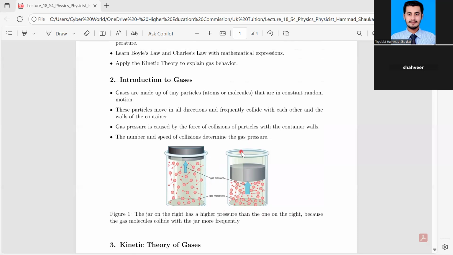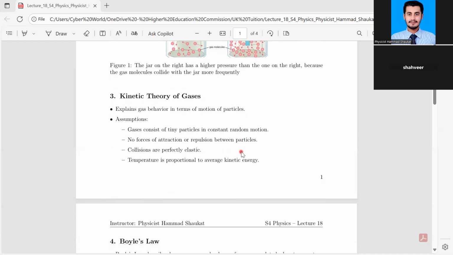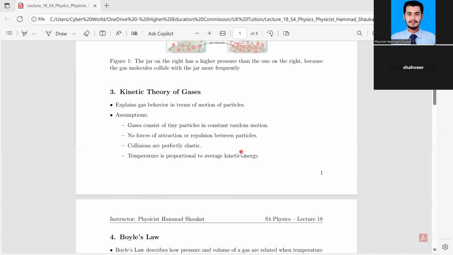Any question? Okay. Now move on towards the kinetic theory of gases. Kinetic motion. Can you tell me what is kinetic motion? We discussed it in our starting lectures. We discussed two types of motions. One is the kinetic and the other one is the potential motion, if I am right. Yes. So can you tell me what is kinetic motion?